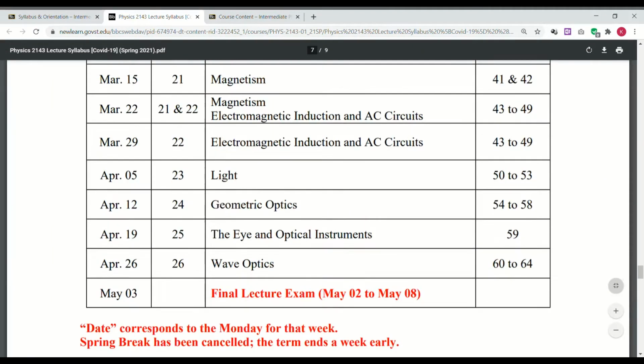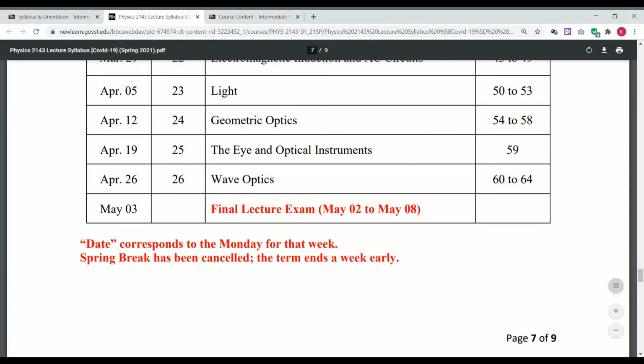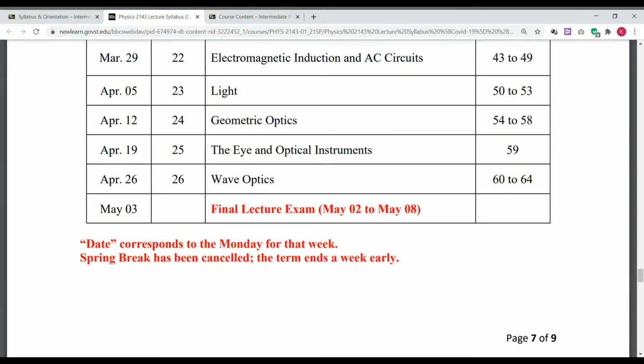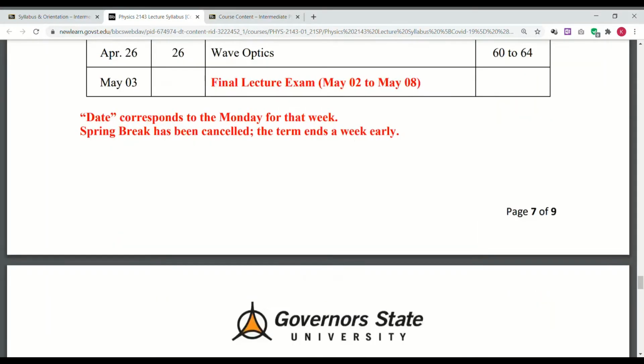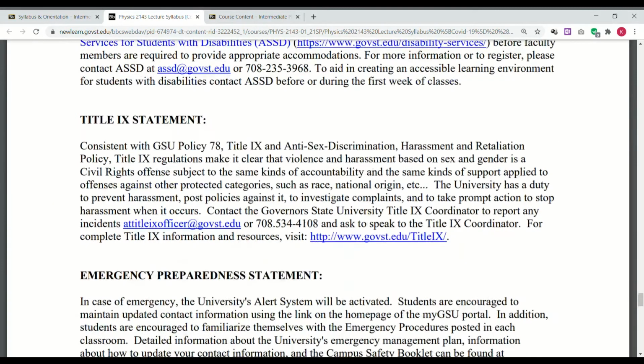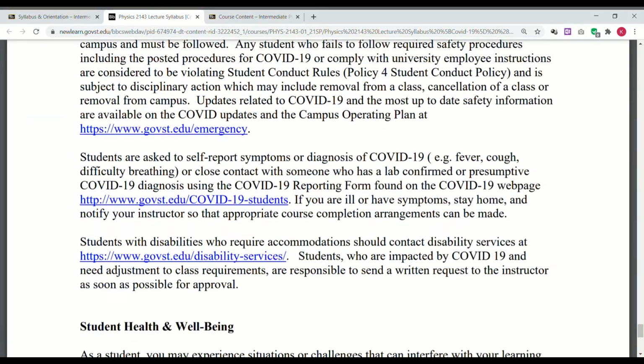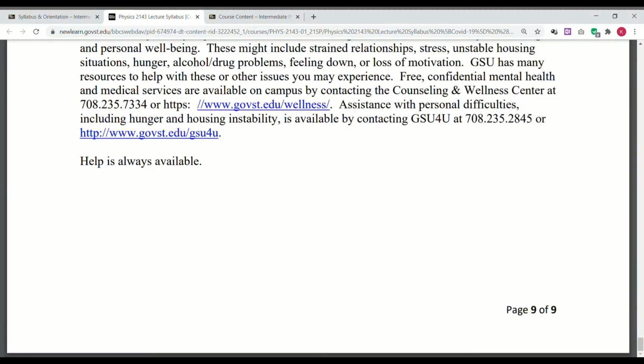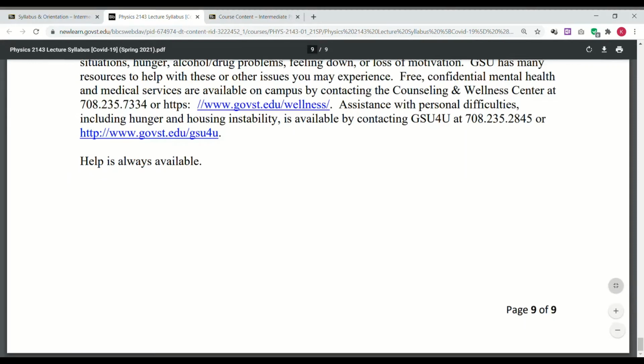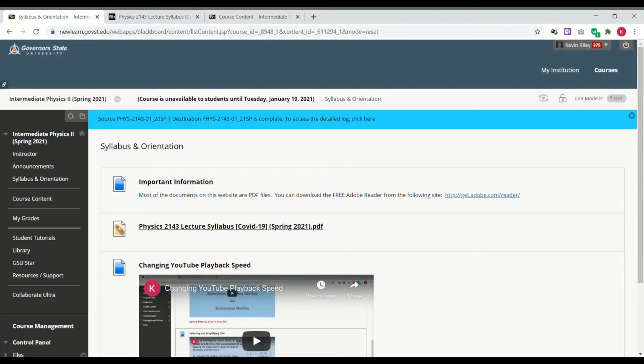Then we go through these chapters, and we do this, and then we have our final exam. This week we do the same thing. One thing to note is because of COVID, we do not have a spring break this year, so school is going to end early by 1 week. Okay, then this is all this stuff here. Okay, so hopefully you understand that. If you don't, always send me an email.